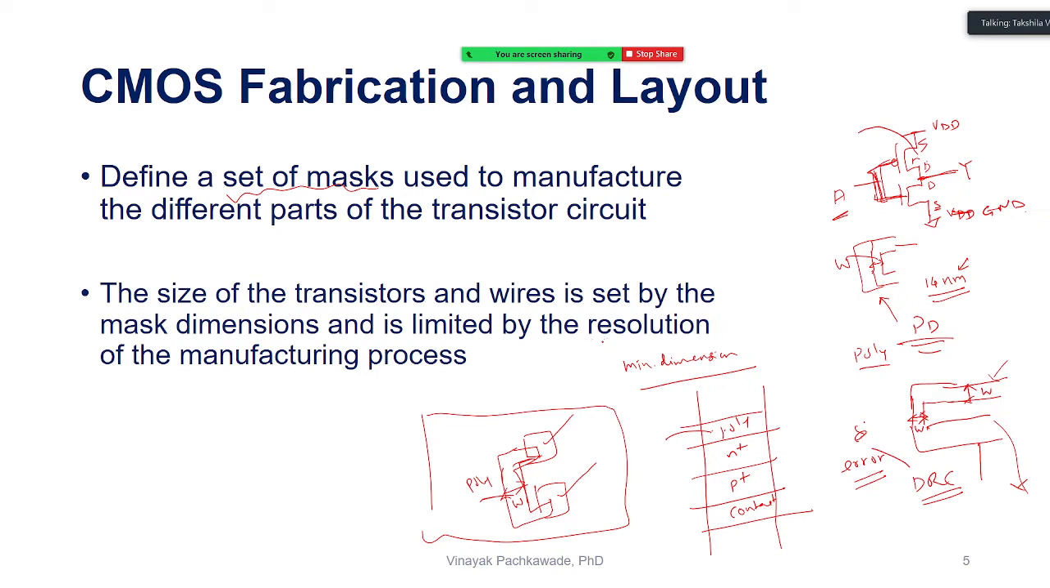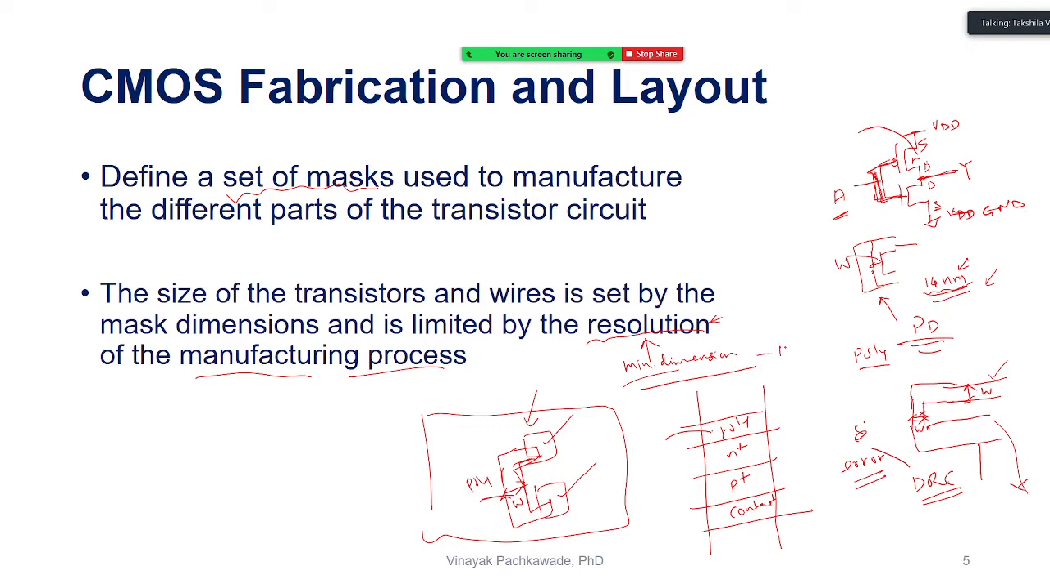Because this minimum dimension has another name, it's called resolution. When your design file goes to the foundry for manufacturing, this minimum dimension, or resolution, is limited by the manufacturing process. So if the manufacturing process is 14 nanometer and you are designing for it, everything is set, all rules are set by the foundry.